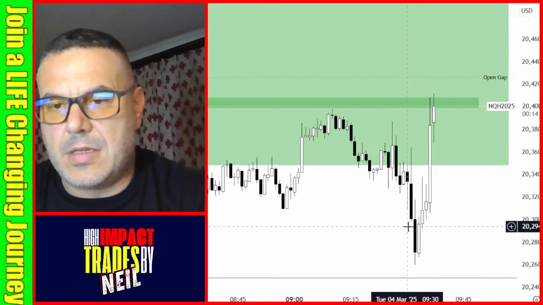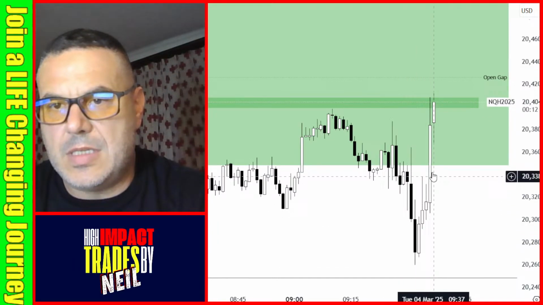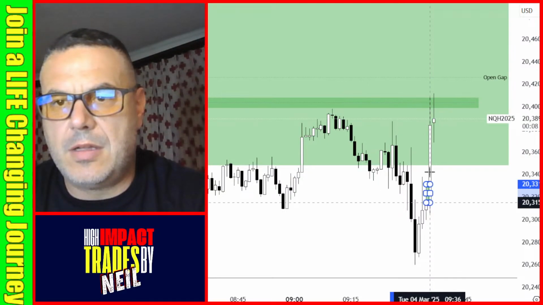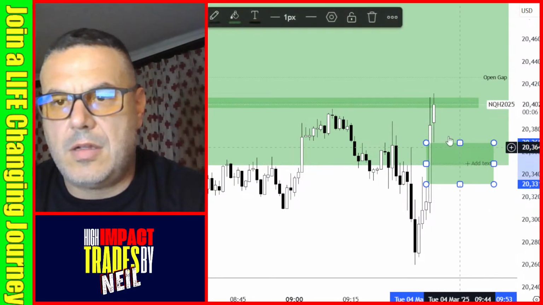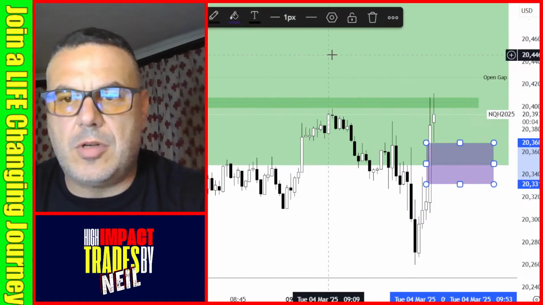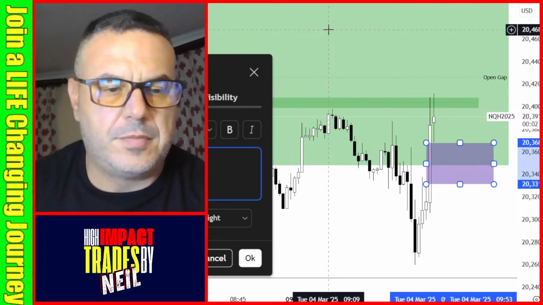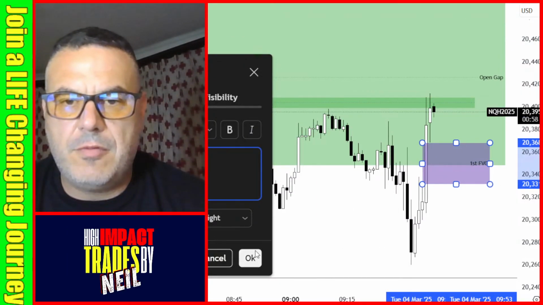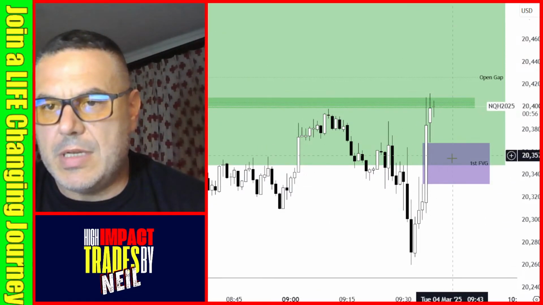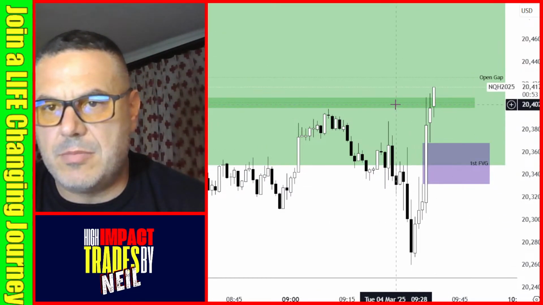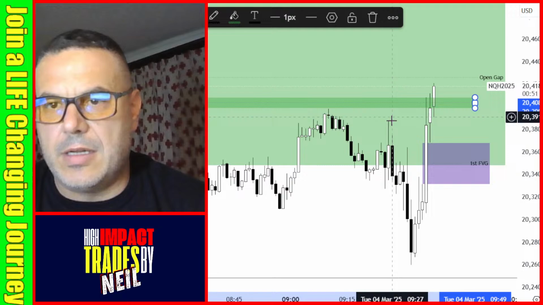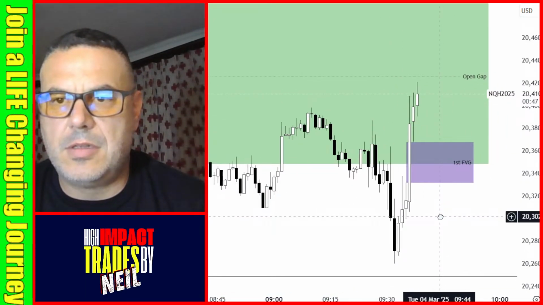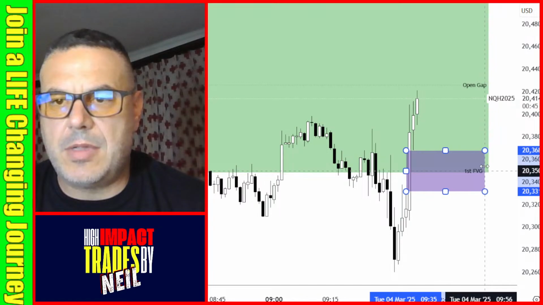So let's look at this. This is probably the first fair value gap forming here, and we're going to make this the purple color. Alright, that's our fair value gap. So if we want to go higher now, we want to see a test in here and then see price going higher. So I'm taking that one out, and I'm going to focus on this fair value gap here.